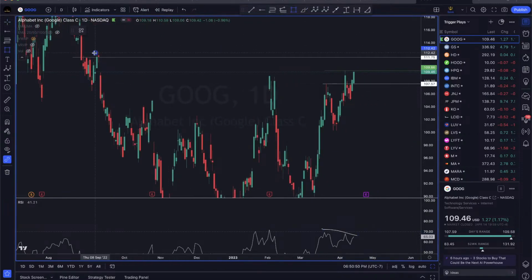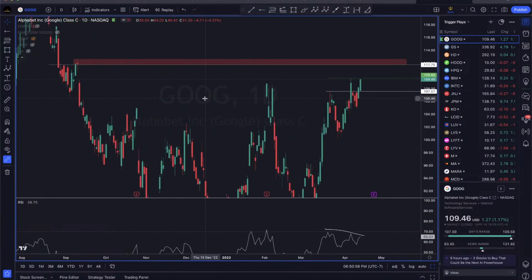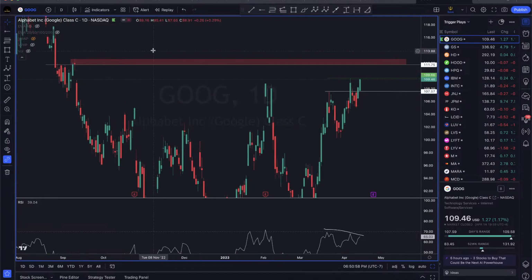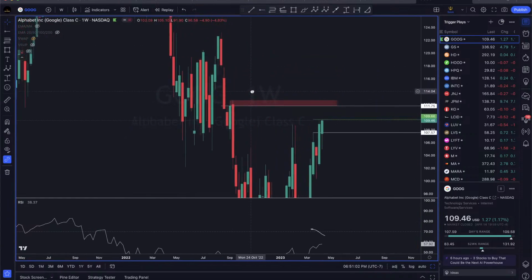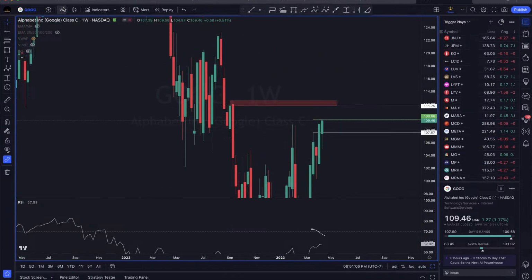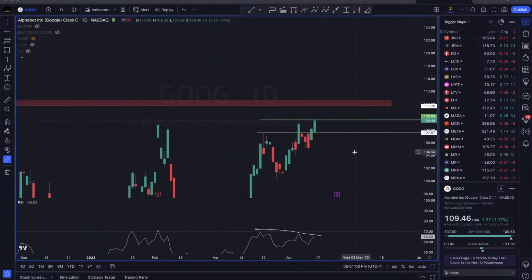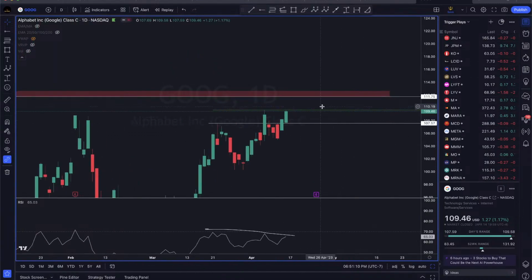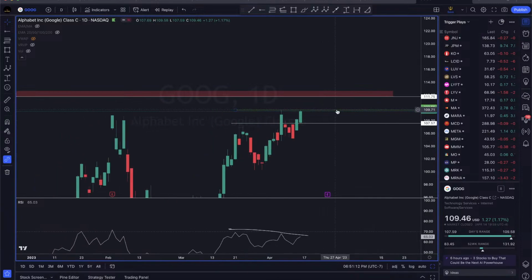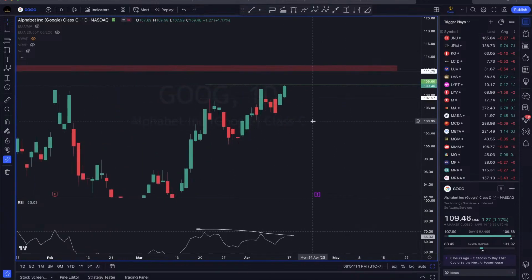Look, that's a clear supply here up. I kind of want Google to tag this zone so I can add puts on this one, 110, because let's look at the weekly. That would also be a good weekly supply zone. Yes, price is already in the weekly supply. So let's see what happens. That's a daily supply above. Those are the two ways I'm looking to go short and long on Google.